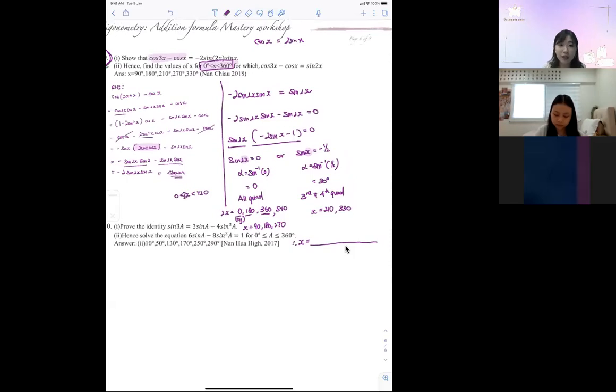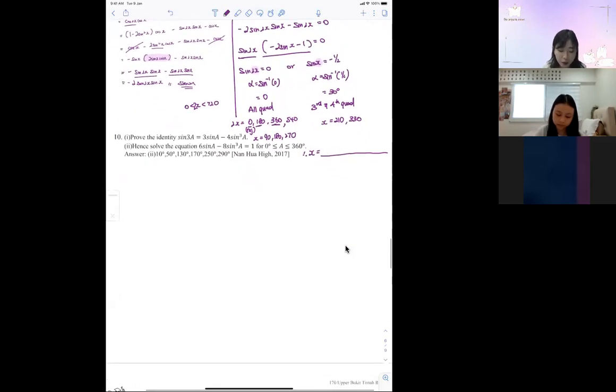Okay, so now we try again. Same type of question: proving, then solving. This is under addition formula, so confirm use addition formula. If you can't tell, just look at the angle. When you see 3A or 3 theta, it's definitely addition formula. So sine of A plus 2A. Continue from here. Now you try.